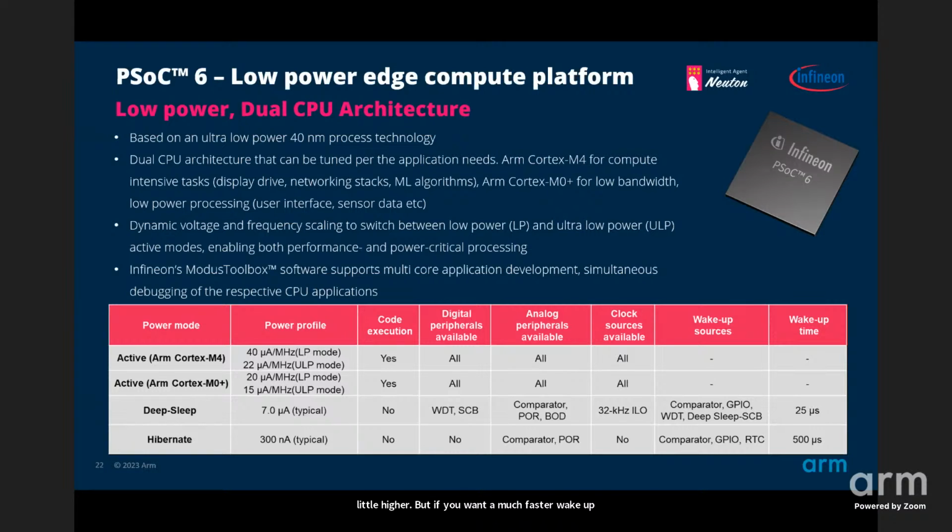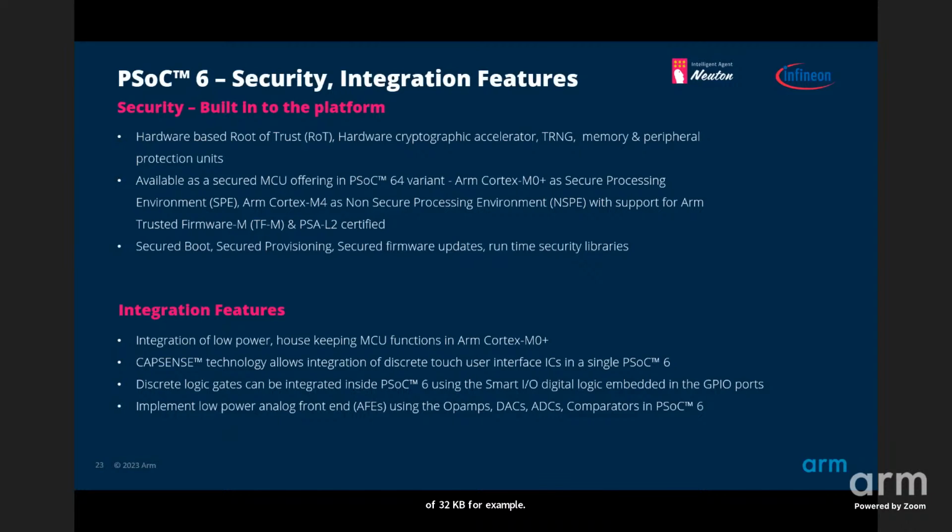Here, the chip consumes 7 microamps, and you have a little bit faster wake up time. And also the RAM could be retained as well, depending on your application. So there's up to 288 KB of SRAM in this part that's used for the demo. And you could configure how much RAM is retained between the low power modes in chunks of 32 KB, for example. So this gives an example of the low power features of the device.